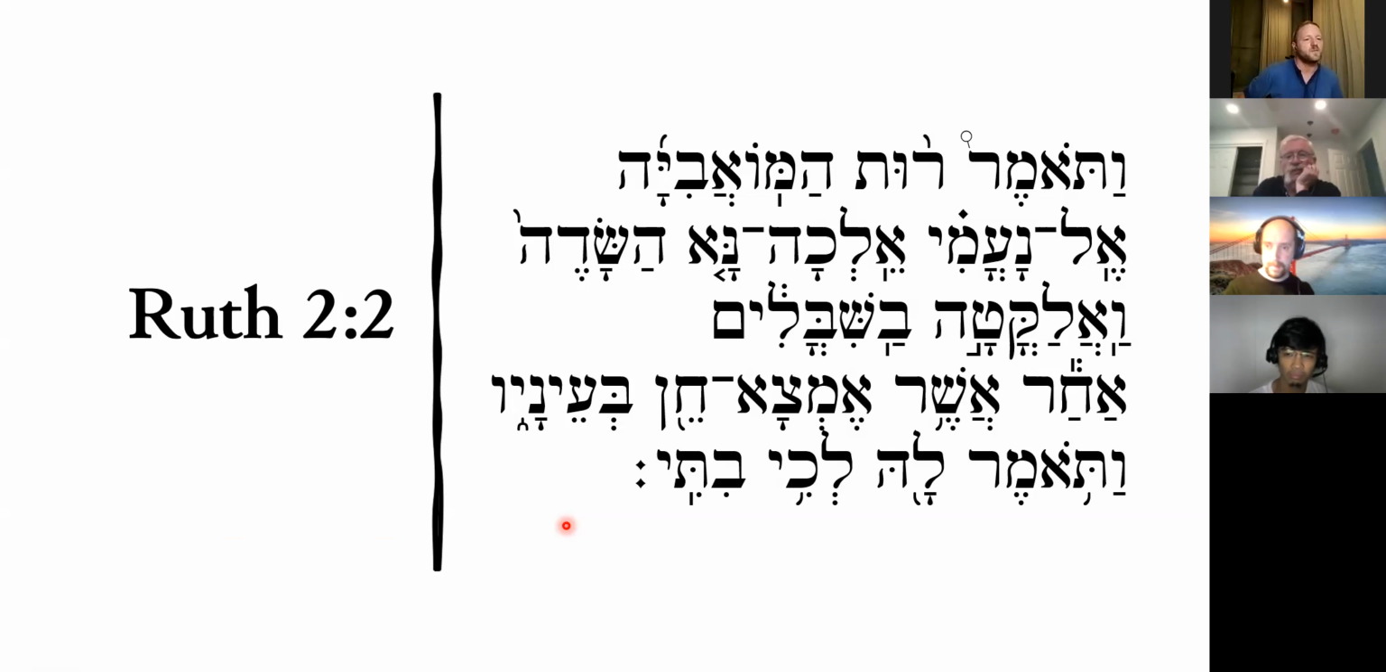Vashibolim. Shibolim is, what is it? Sheaves? I think it's called sheaves. Achal asher emsachen be'enav. Achal is after or behind. Asher is a relative pronoun. Emsachen be'enav: I will find grace or favor in his eyes. So after him who I shall find favor in his eyes, or after him in whose eyes I shall find favor. Vatomer la lechi viti. And she said to her, go, my daughter.